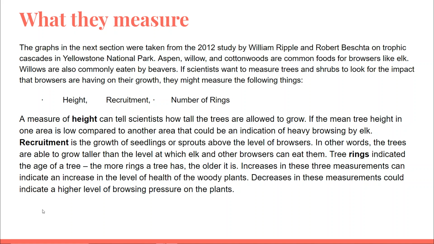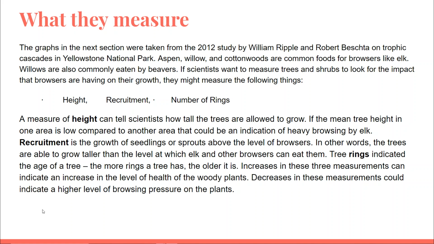This information is from a study that started in 2012 that looked at the trophic cascade in Yellowstone National Park. Specifically, the scientists focused on aspen, willow, and cottonwoods, which happen to be common food for browsers or consumers like the elk. Willows are also commonly eaten by beavers. So scientists wanted to measure these trees and shrubs to look at the impact that the browsers, or those consumers, had on their growth. They looked at 3 different factors of the tree to help them gather information.